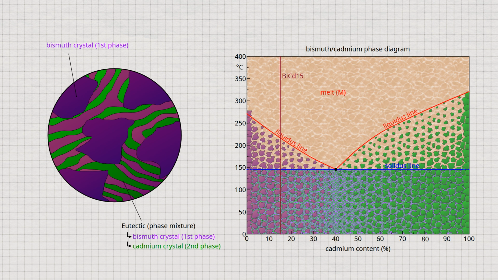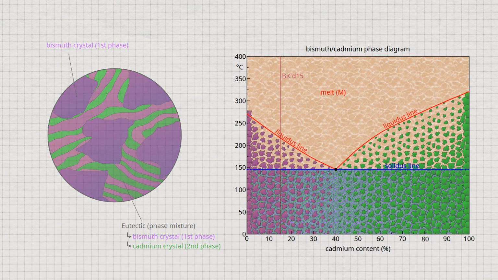Therefore, the phase boundaries are relevant for the determination of the phase fractions, whereas the microstructure boundaries are relevant for the determination of the microstructure fractions. In the case of the eutectic, the microstructure boundary is at the eutectic composition of 40% cadmium.